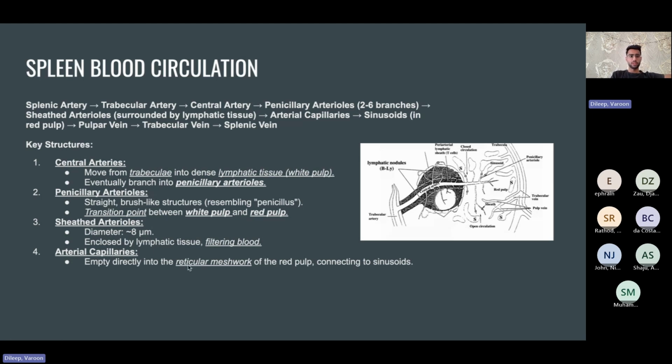When we talk about the central arteries, they move from the trabeculae into the lymphatic tissue, which is the white pulp, and then branch into the penicillary arterioles. The penicillary arterioles represent a transition point between white and red pulp. The sheathed arterioles are enclosed by lymphatic tissue, which is involved in filtering the blood as well. And the arterial capillaries empty directly into the reticular meshwork of the red pulp.